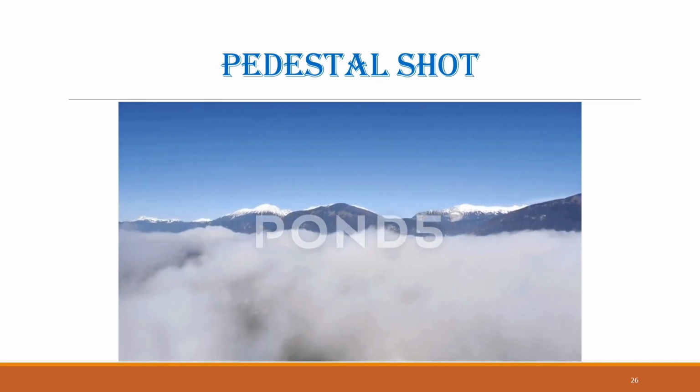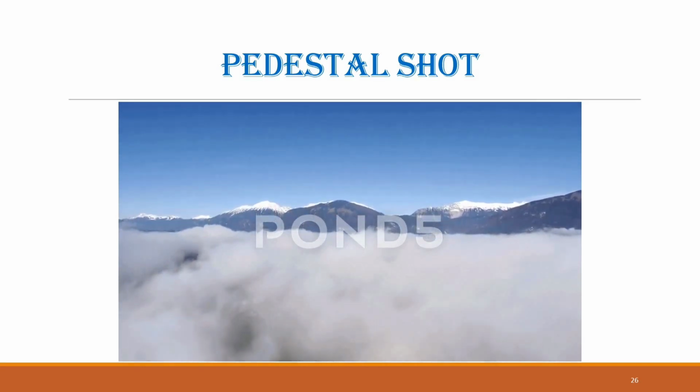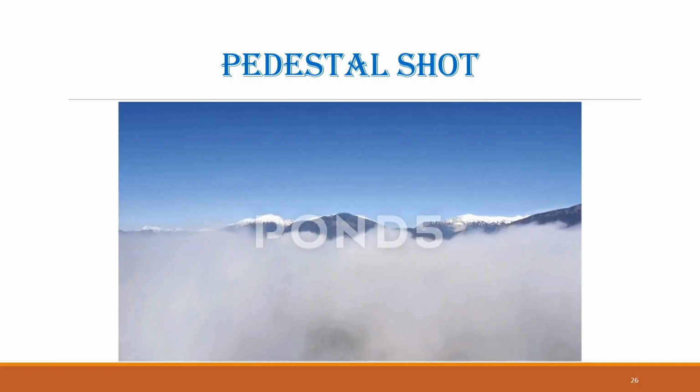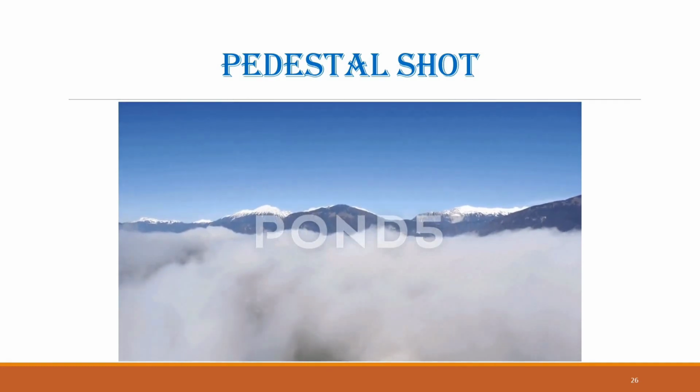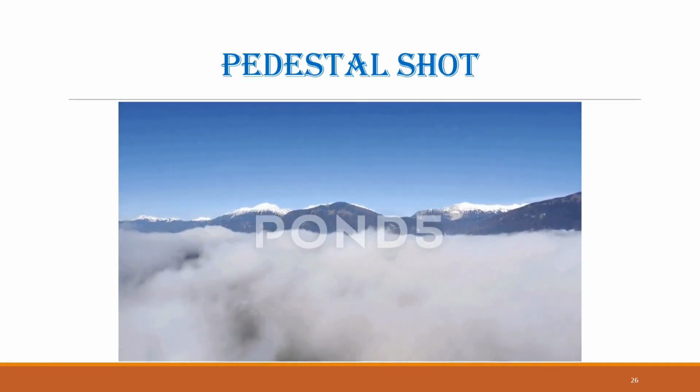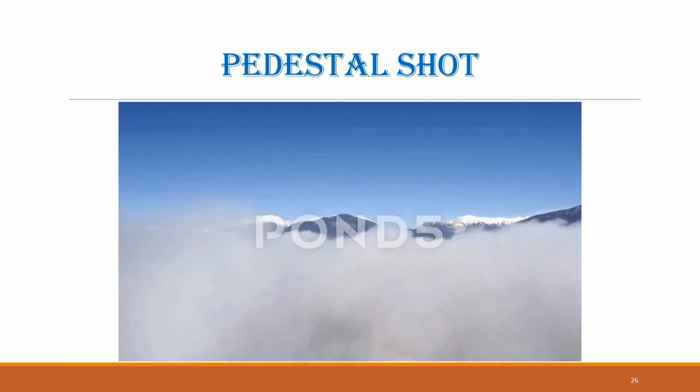Despite its simplicity, the pedestal shot can be extremely effective when used thoughtfully. By carefully controlling speed and altitude changes, you can create smooth transitions that enhance storytelling and add a professional cinematic feel to your aerial footage.